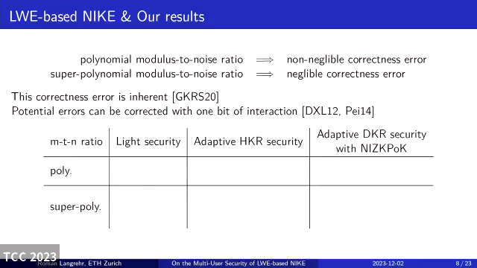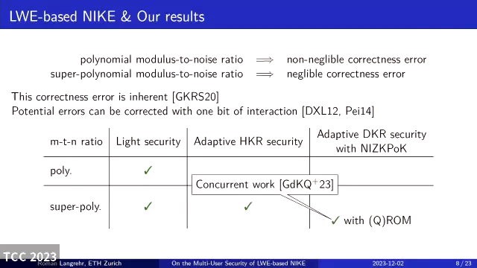So what about the security of this NIKE? Well, the first work by Ding et al. and Picard proved only light security. We've seen before that with these generic arguments, that means for super polynomial modulus to noise ratio, we also have adaptive HKR security. And until recently, there was nothing known about the empty parts of this table.